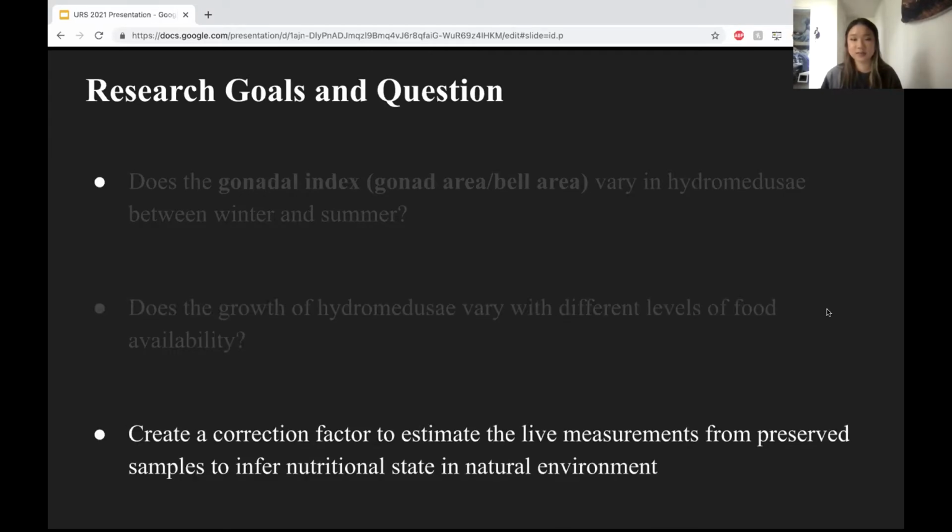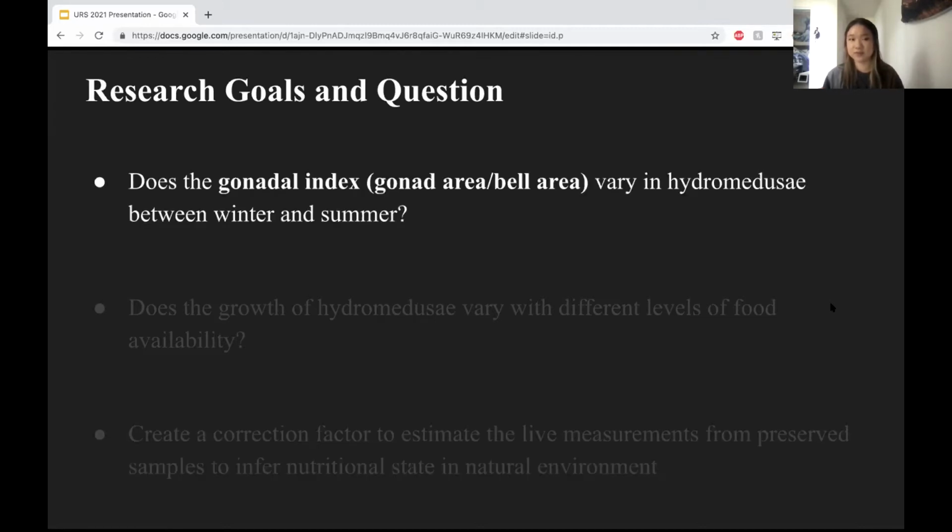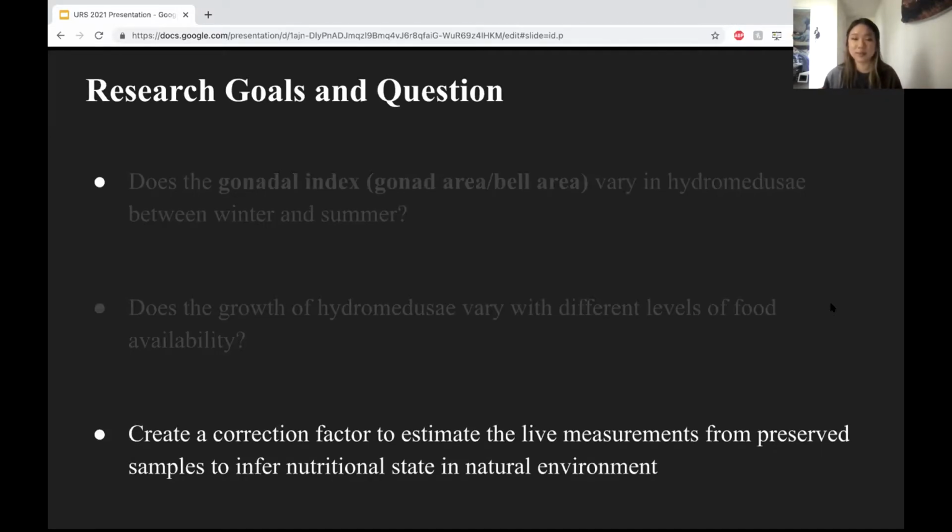The final part of our experiment is creating a correction factor to estimate live measurements from preserved samples, and the nutritional state in the natural environment, because the ones we took for this first experiment were already preserved. We took them from winter and summer 2018 and 2019. Since we wanted to look at how they were in the natural environment, we created correction factors to estimate from these preserved samples.